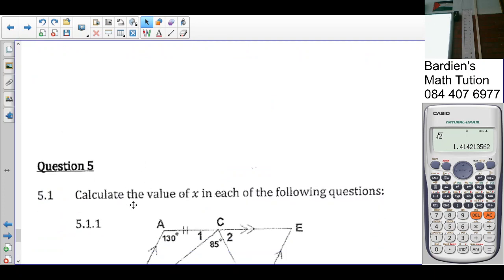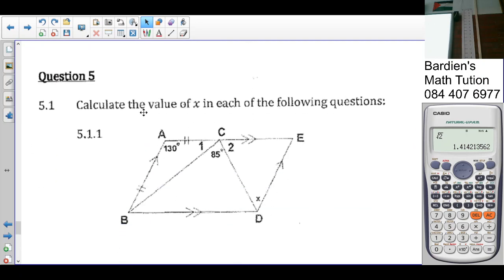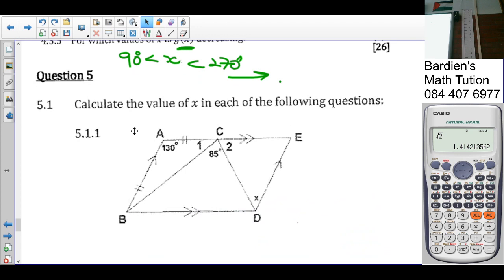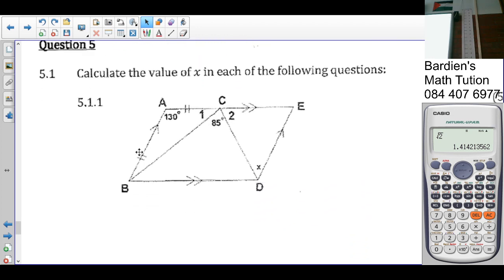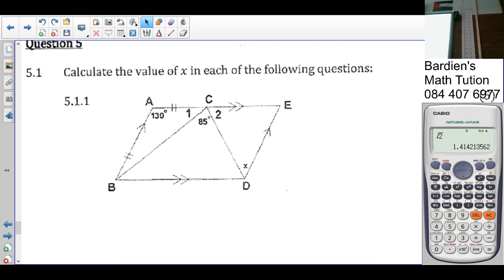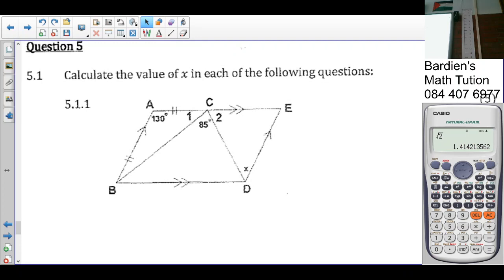Let's look at question 5. We're going to run out of space here. In question 5, the question says calculate the value of x in each of the following questions. How many marks on the sum? 5. Okay. So the marks basically tells you how much work goes into it. Most of the time. Sometimes it's not as simple as that. But yeah. So how do we calculate x here?